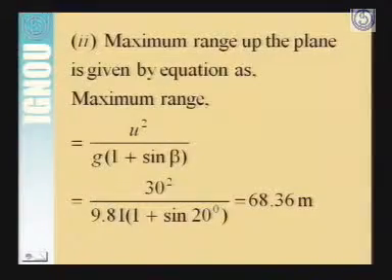The maximum range up the plane is given by the equation u square by g divided by 1 plus sine beta. That is, u is given 30 meter per second, g is 9.81, and 1 divided by 1 plus sine 20. So this is 68.36 meter. It is the maximum range.